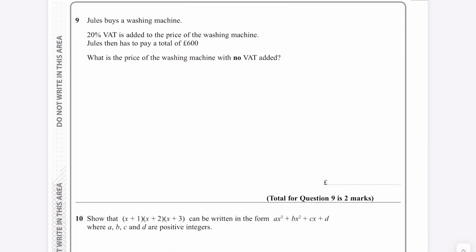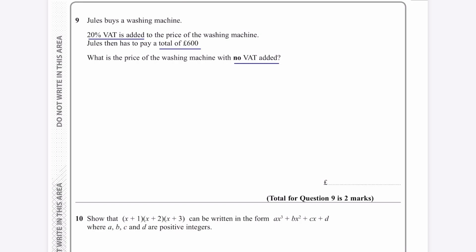Jules buys a washing machine. 20% VAT is added to the price of the washing machine. Jules then pays a total of £600. So 20% VAT is added to the price. He then pays a total of 600. What was the price with no VAT?